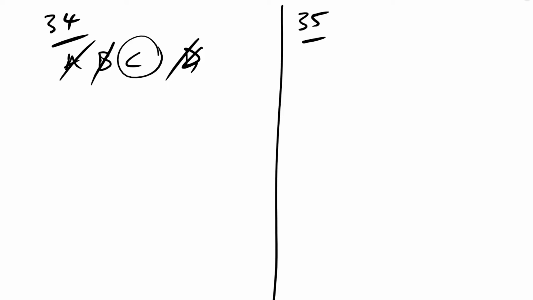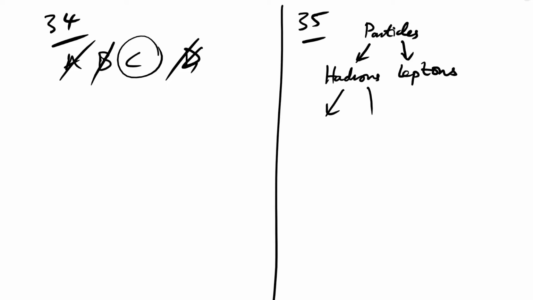Finally, 35. What shows the classification of particles? Well, we know that we have particles that get split into hadrons and leptons, and then we know hadrons are split into baryons and mesons, so it looks like it's going to be A.